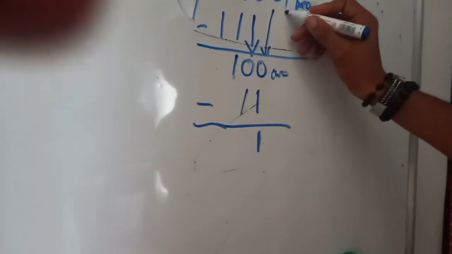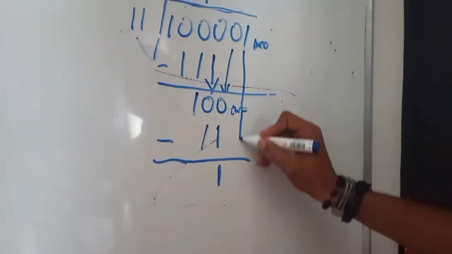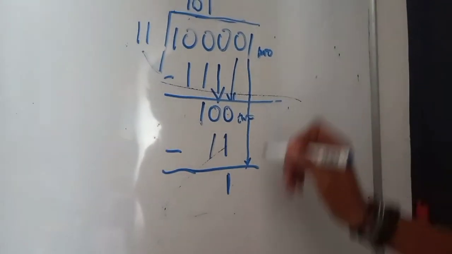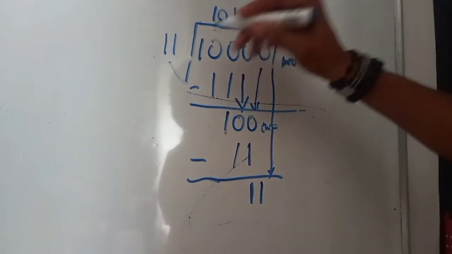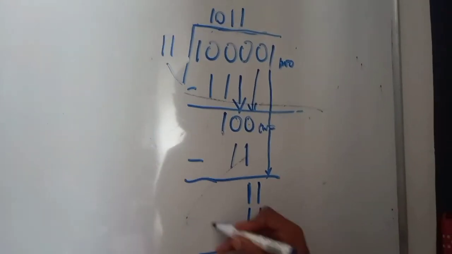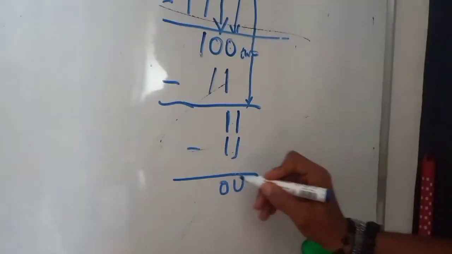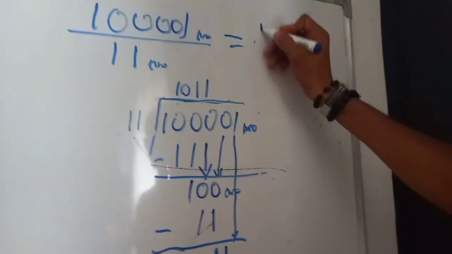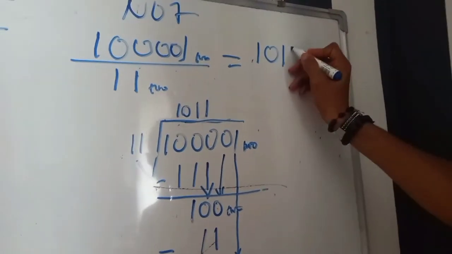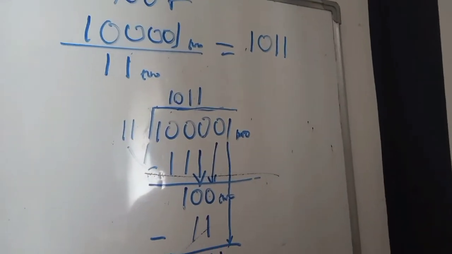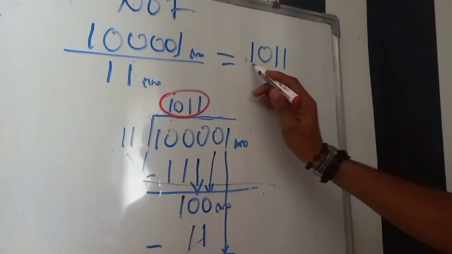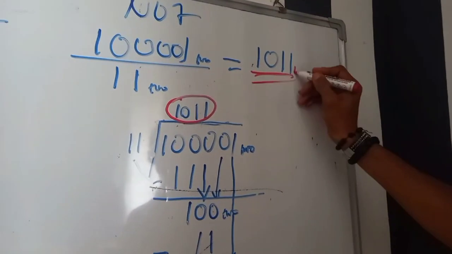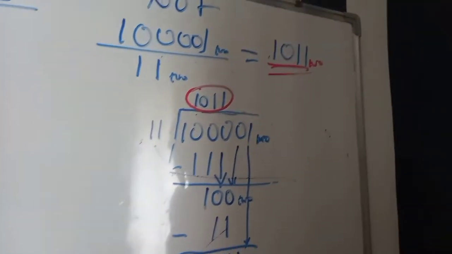What next now? Drop it down. So 11 divided by 11 is what? Is 1. 1 times 11 is what? 11. 11 minus 11 is what? 0. Therefore, my answer is what? 1011. So I'll pick this as my answer. It is in base what? In base 2.